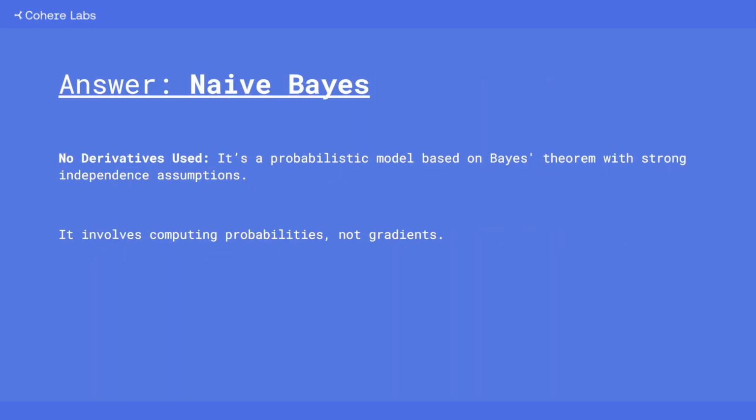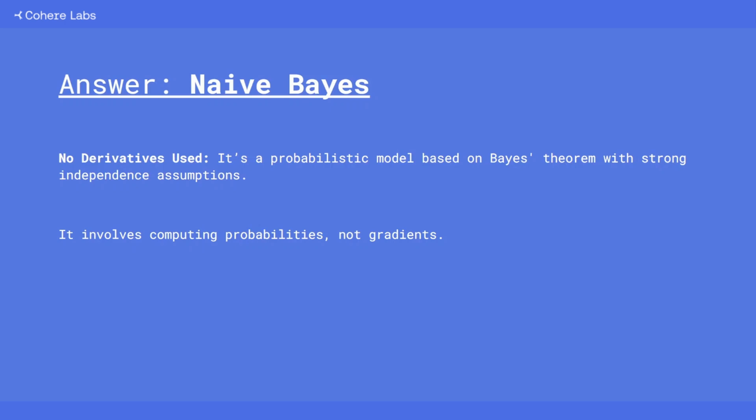And lastly, we're going to look at the naive Bayes. So no derivatives are used for this algorithm. It's a probabilistic model based on Bayes' theorem with strong independence assumptions. So it involves computing probabilities, not gradients, and hence it does not use derivatives. So this one really hints that you should dive into probability and statistics a little bit more.